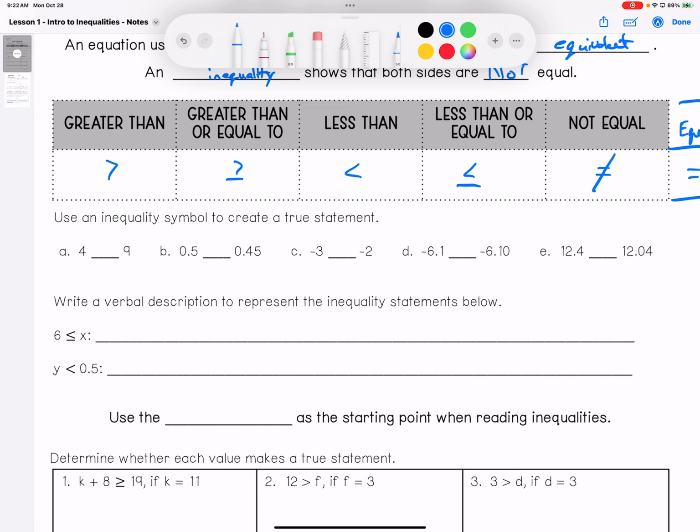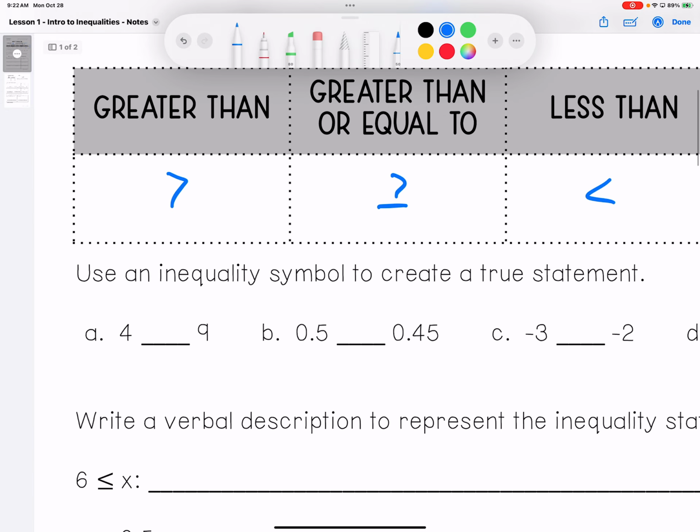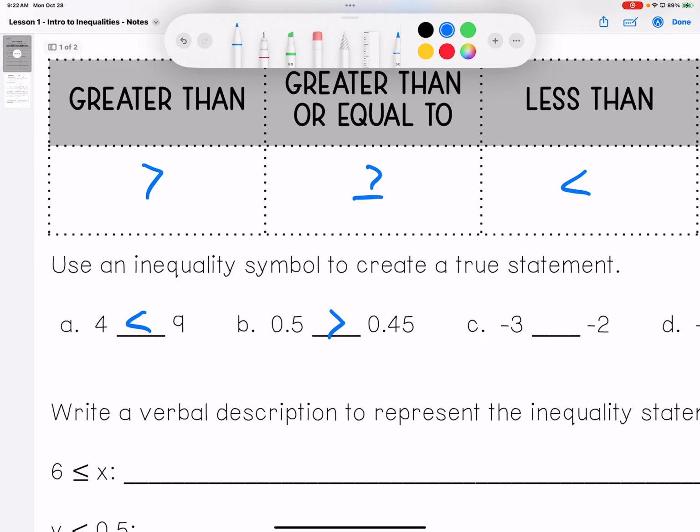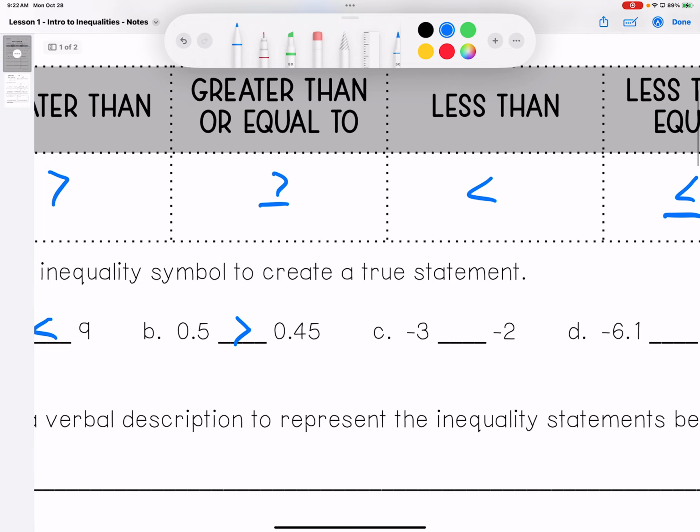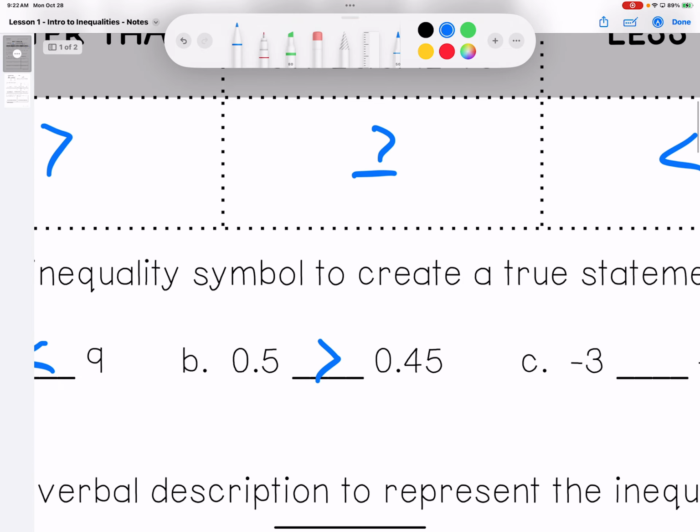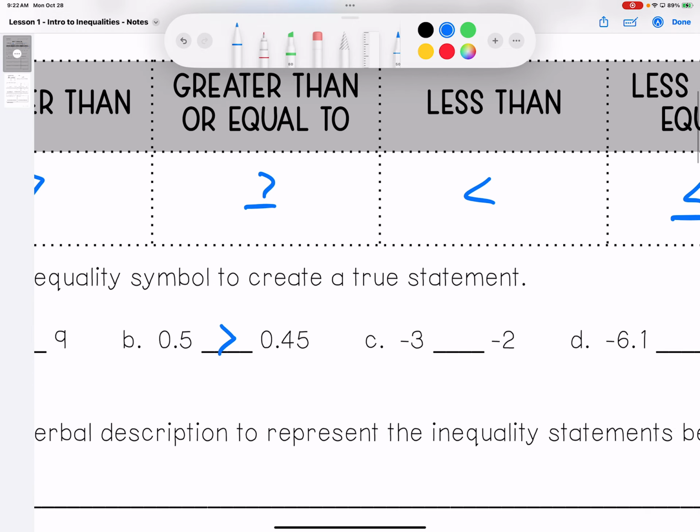Welcome back. The answers to A through E. 4 is less than 9. 0.5 is greater than 0.45, which we wouldn't really say 0.45. We would say 45 hundredths. So on B, 5/10 is greater than 45 hundredths.